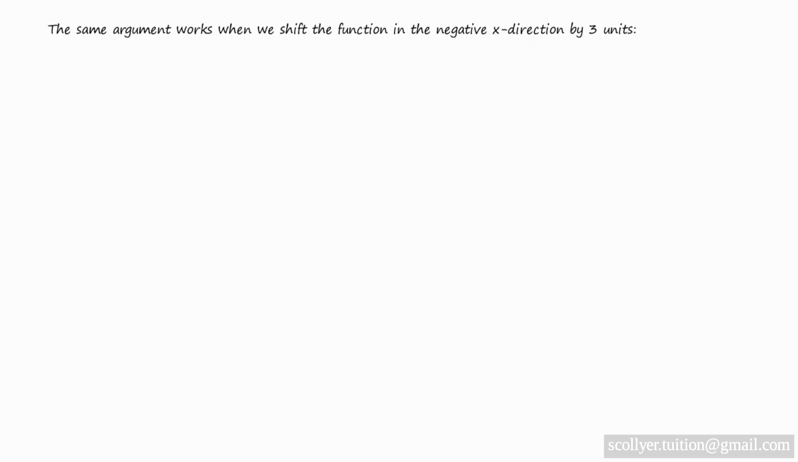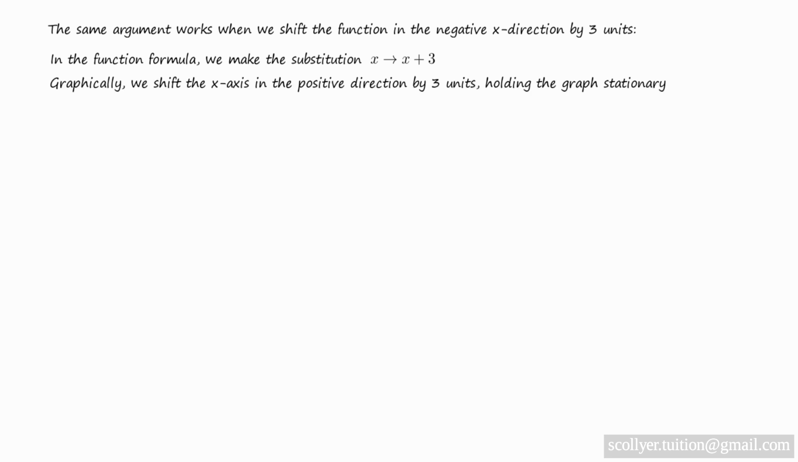We can use exactly the same argument when we shift the function in the negative x direction by 3 units. In the formula, we substitute x with x plus 3, and graphically, we shift the x-axis in the positive direction by 3 units, holding the graph stationary. And we can note that the direction of shift of the x-axis in the positive direction is consistent with the fact that we add 3 to x.